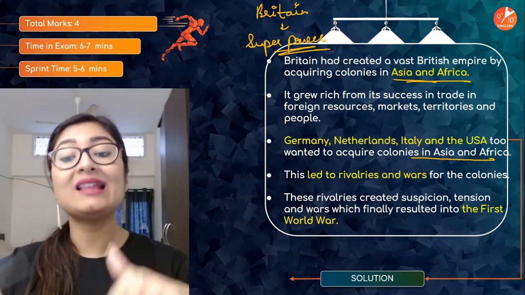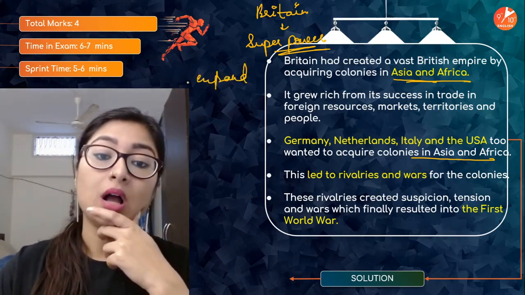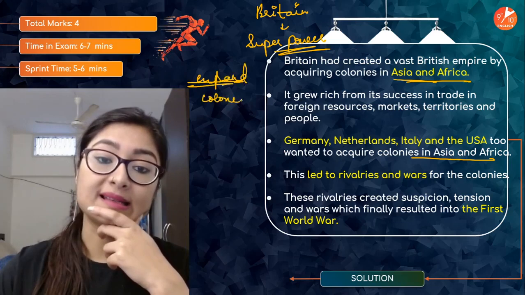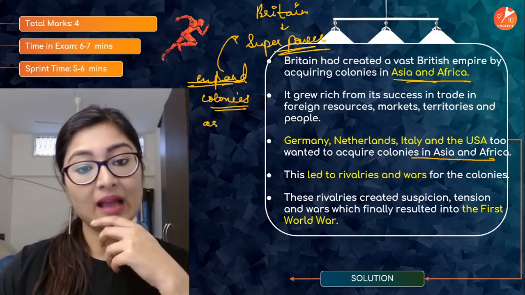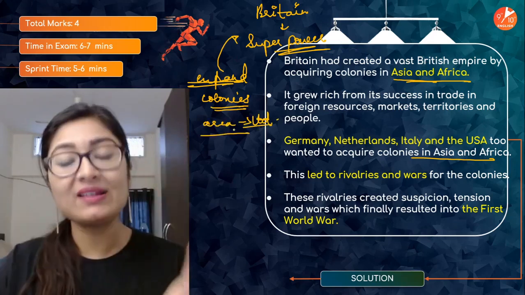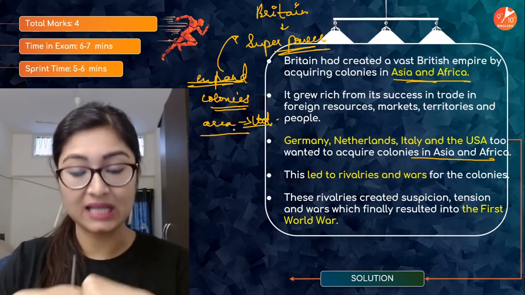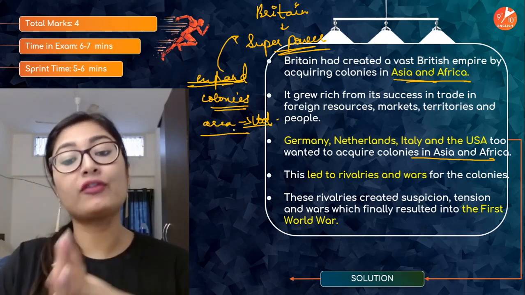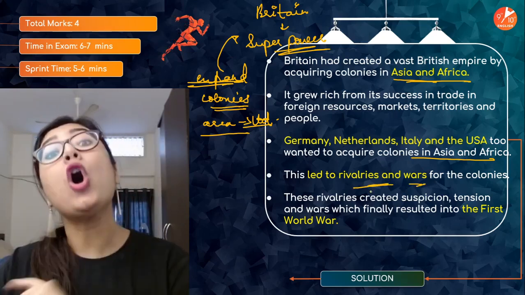Because everyone now wanted to expand and have colonies overseas, just like Britain. If that has to happen, area ultimately is limited. Anyways, even if it's not limited, there's already a superpower which is trying to acquire every land. So definitely there's going to be a tough competition. So it led to rivalries and wars for the colonies.